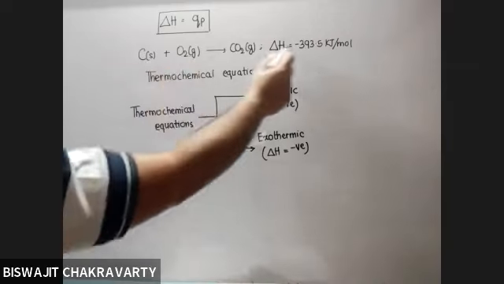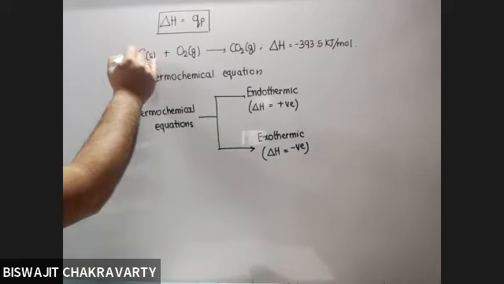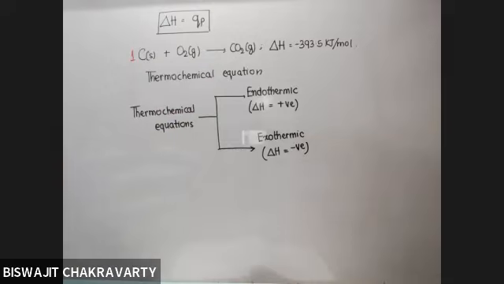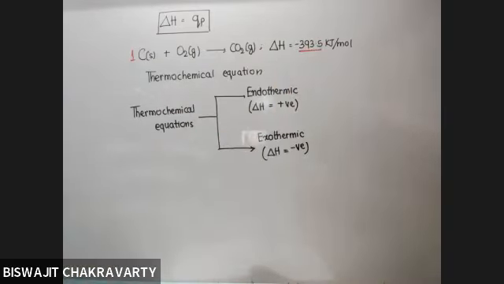With the help of this particular chemical equation, we can get information regarding the thermochemistry of the reaction. By looking at the equation, what can we say? We can say that when 1 mole of carbon is combusted, 393.5 kilojoules of energy is released. And how do I know that it is released and not absorbed? By looking at the sign convention, we can make out.